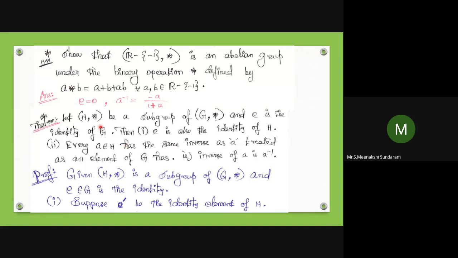and E is the identity of G. Now we have to prove that E is also the identity of H. That is one proof. Every A belonging to H has the same inverse as A treated as an element of G has. Inverse of A is A inverse.